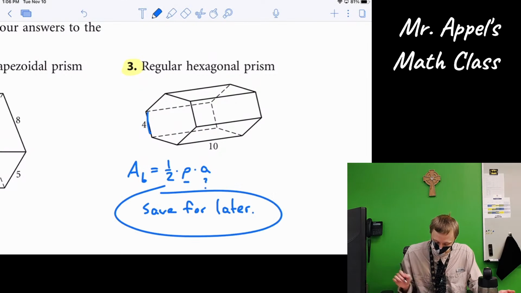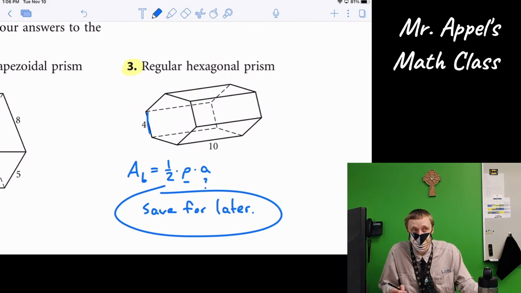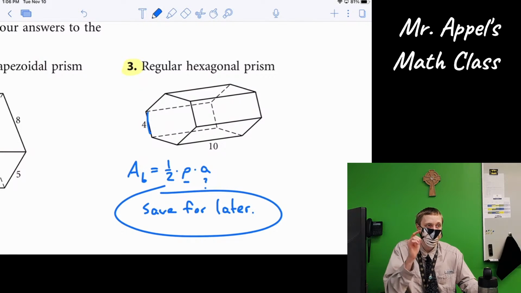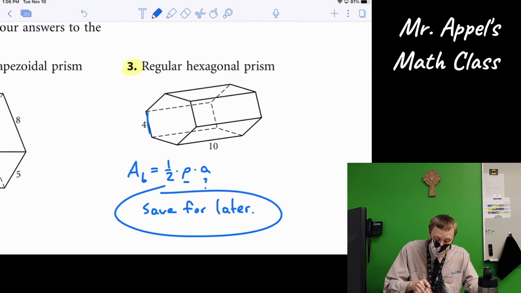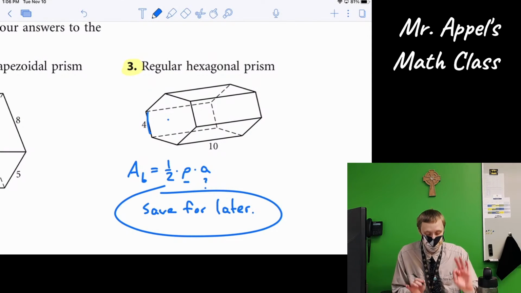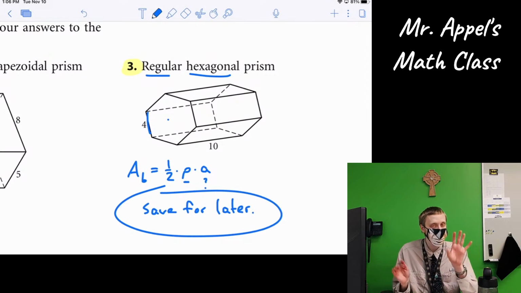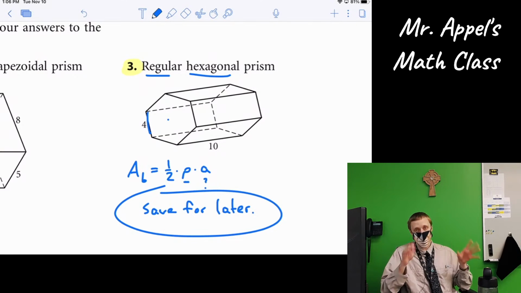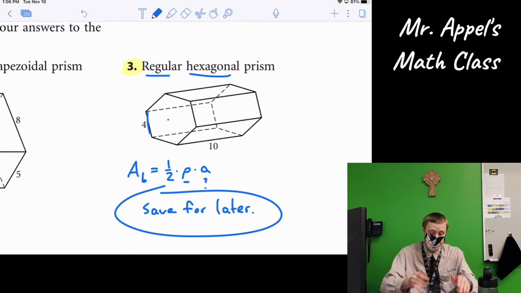Okay? That's the official answer for number 3 right now. Save it for later. Because next week, we get to the special triangles, and that will give us a secret technique for calculating what the apothem will be for this regular hexagon. It'll only work on certain figures, but those certain special figures are so common, they're totally worth analyzing. It's going to be great.